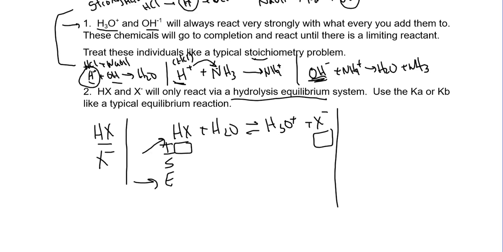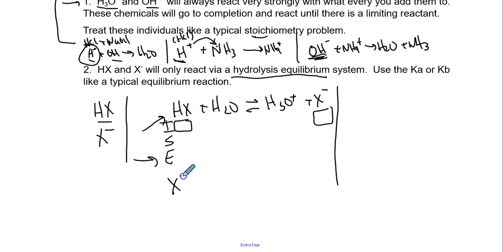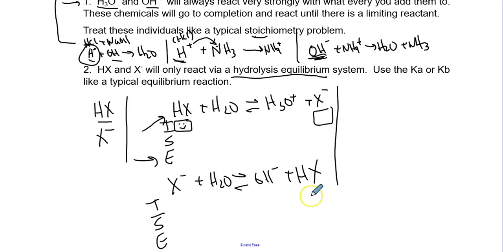And that's just going to be X negative plus H2O yields OH negative plus HX, sorry, that's going to be OH negative. There we go. And once again, initial, stoichiometric, ratio, end. Now, on this particular scenario, this guy right here will be the same concentration as this guy right here. And this guy here would be the same as this guy here.